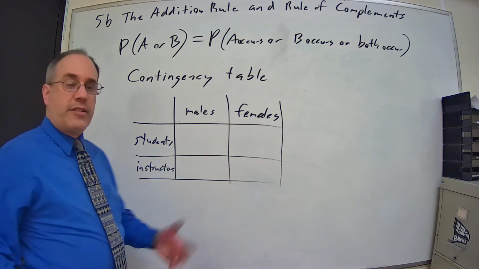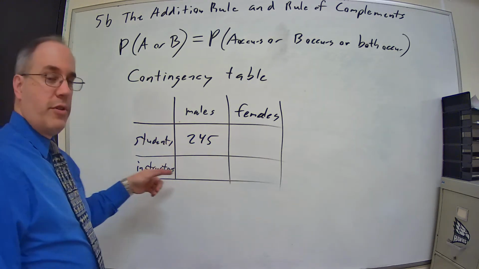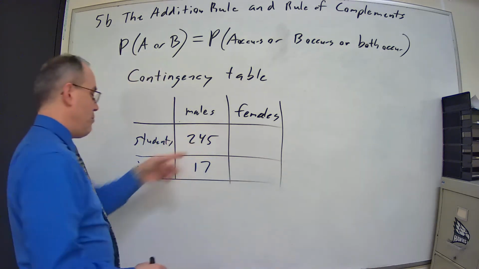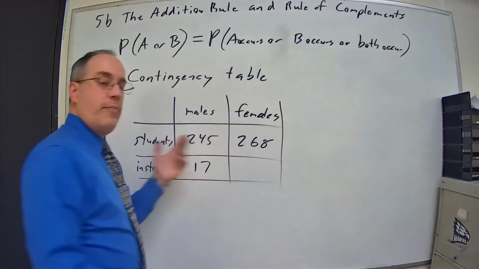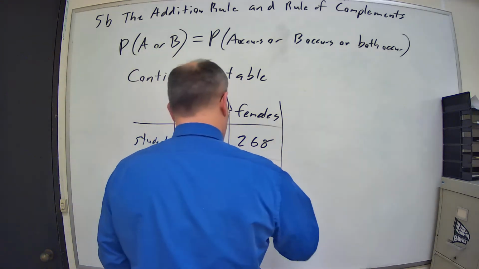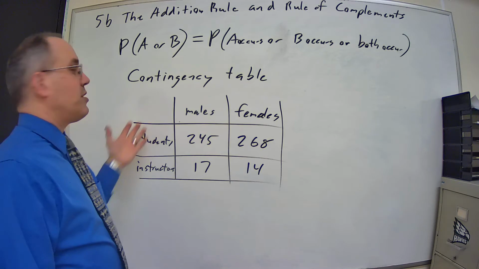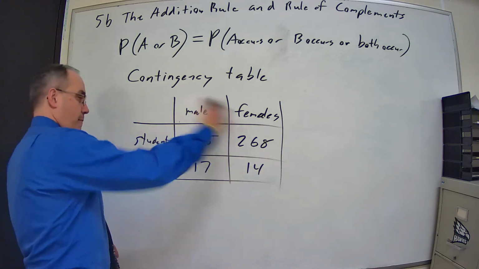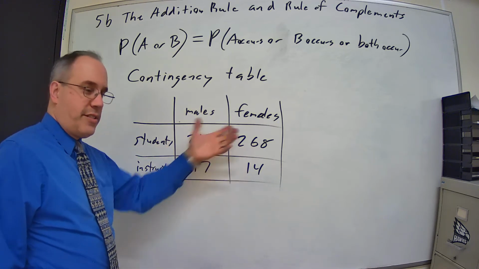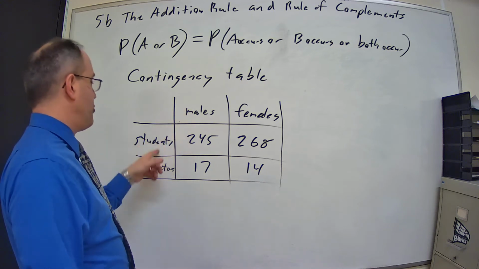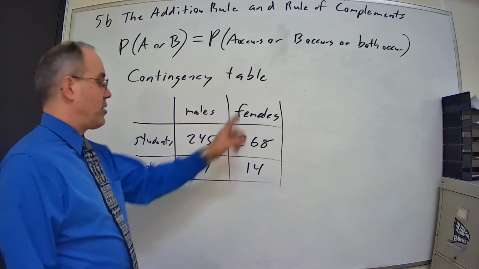First I need to take some data. So let's get some data: 245 male students, 17 male instructors, 268 female students, 14 female instructors. This is called a contingency table. It gives you both of your variables and the number of occurrences for each intersection of those: students that are male, students that are female, instructors that are male, instructors that are female.